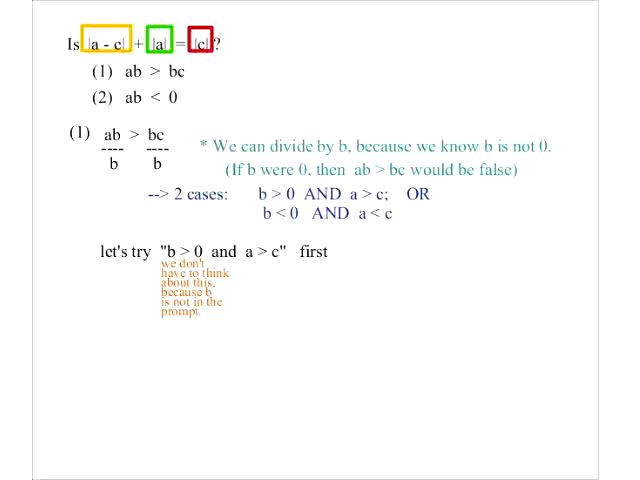So let's try that first. If we try that first, then A is somewhere greater than C. So if we do, we can try them both positive. And then B is somewhere over here, and we just don't care.